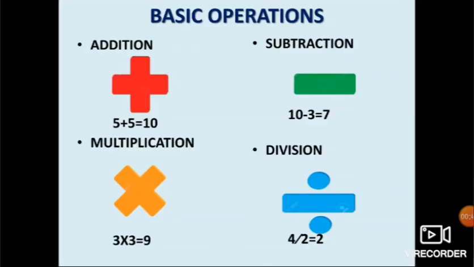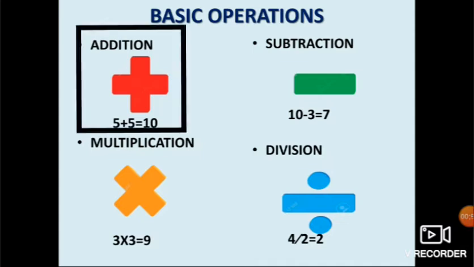The basic operations in maths are addition, subtraction, multiplication, and division. As you can see, addition is denoted by a plus sign. It is used to add or sum two numbers, and equals gives you a result. For example, 5 plus 5 equals 10.